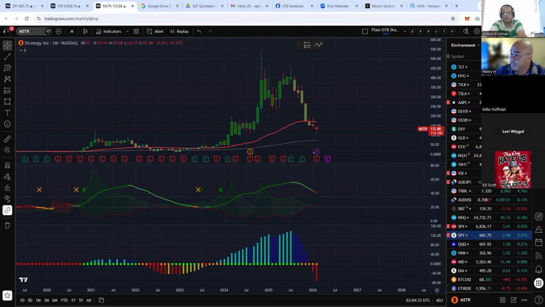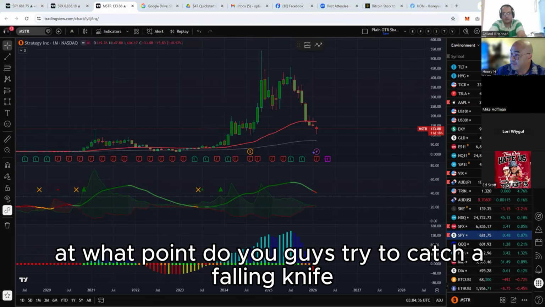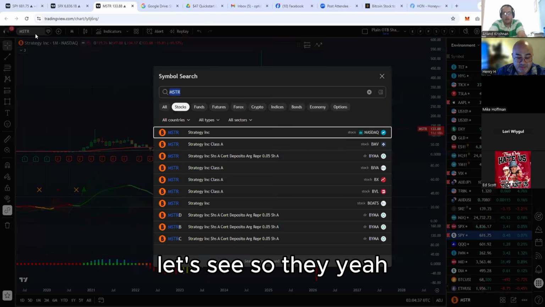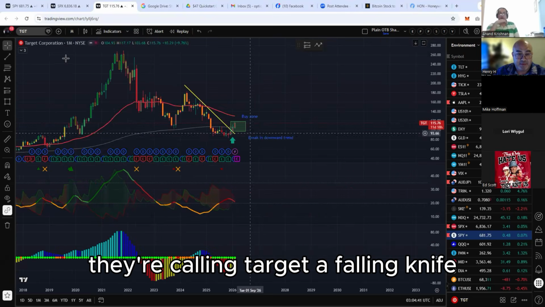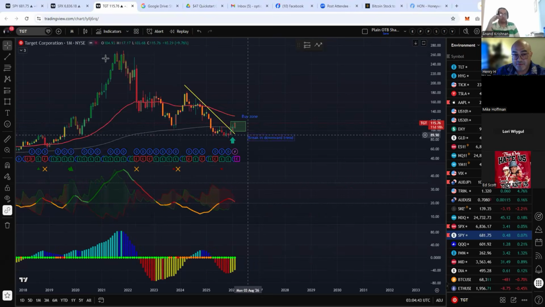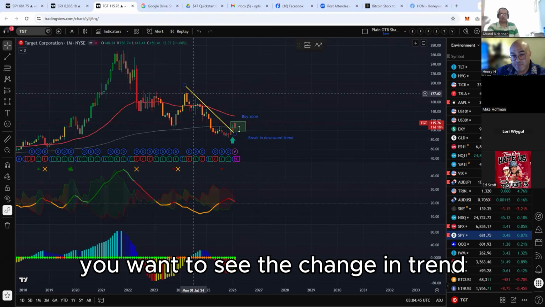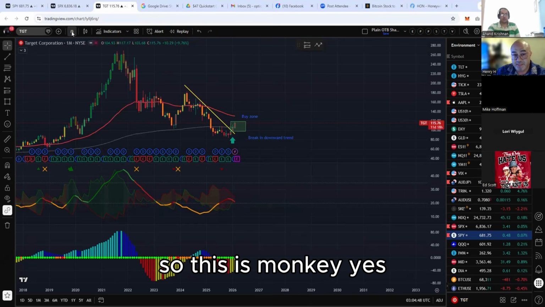At what point do you guys try to catch a falling knife? Let's see. We actually don't want to catch the falling knife. If you see it falling, you want to see the change in trend. So this is monthly.